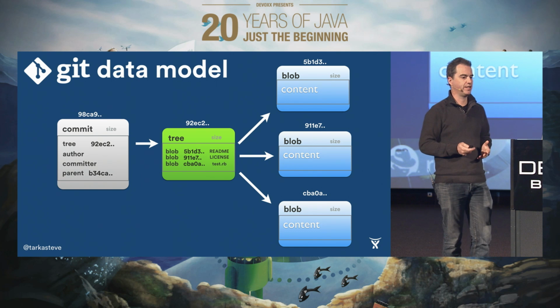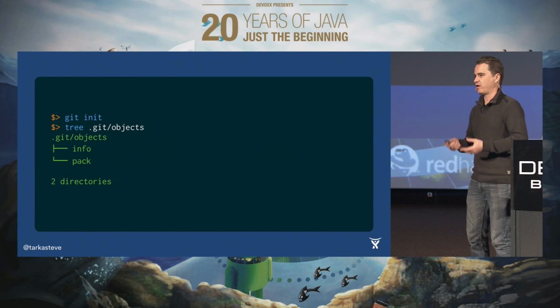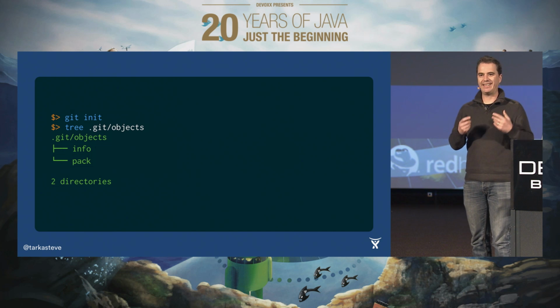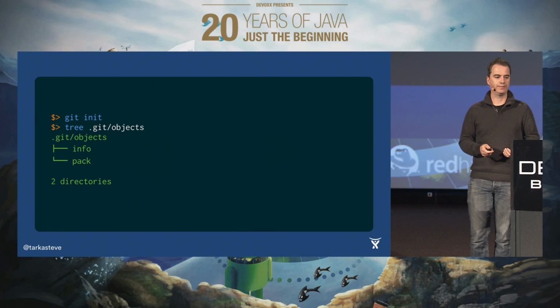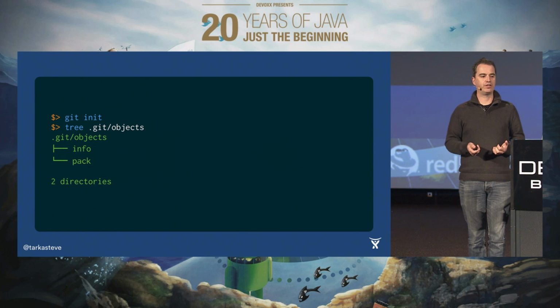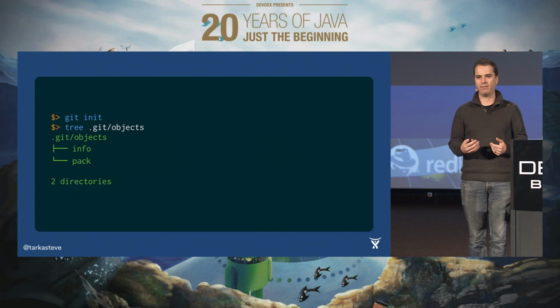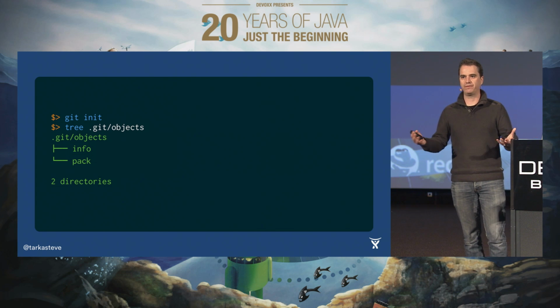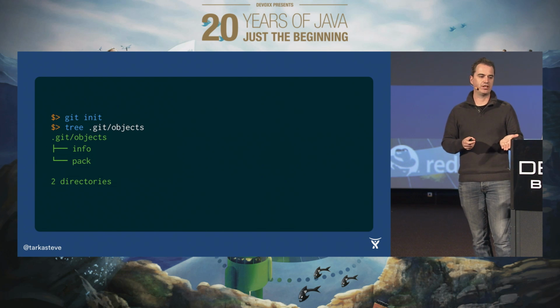I'm going to show you this at a very, very simple, low level. So let's have a closer look at this in action. This is down at the file system level. So we're going to do a git init. That creates a new empty Git repository. And then we're going to do a tree. Tree is just a Unix command that does a recursive ls, showing through the whole directory. As you can see here, there are simply two directories inside Git objects.